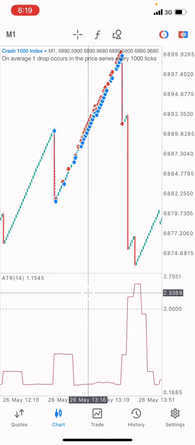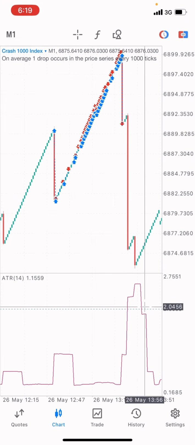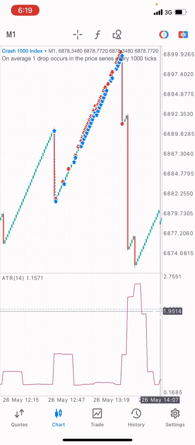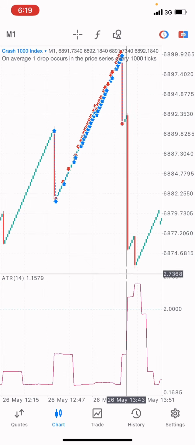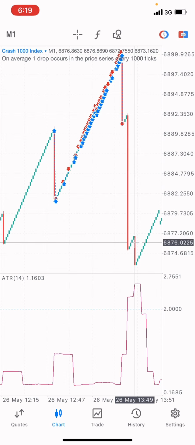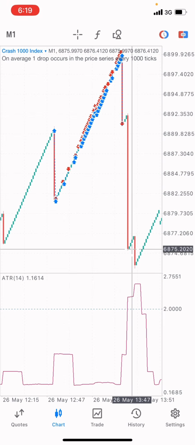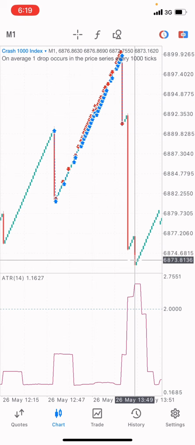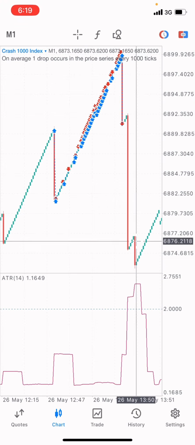Okay, let's zoom in and see what I'm talking about. Now you can see this line here is 2. Now look at this: 1, 2, 3, 4 candles, take profit. There was a crash. The minimum right here is 4 candles. Okay, 4 candles, you take your profits.